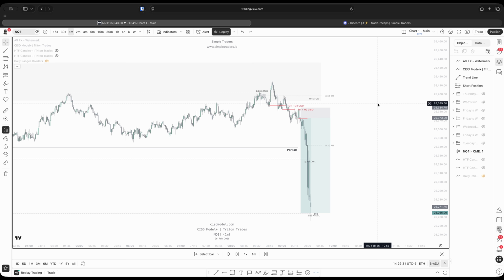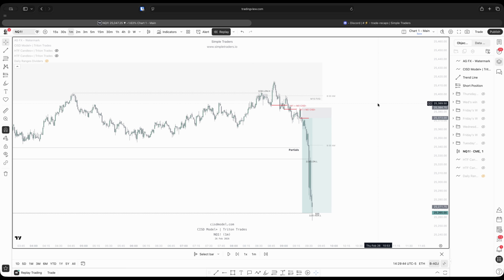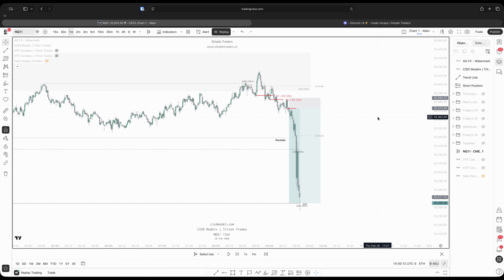As you can see, it's really simple. No need to overcomplicate it with a bunch of concepts. All I used was SMT, liquidity, fair value gaps, and CISD. And everything else is just how you interpret price action and how you put together those simple concepts to build a profitable trading strategy. So hopefully you guys learned something from this video.